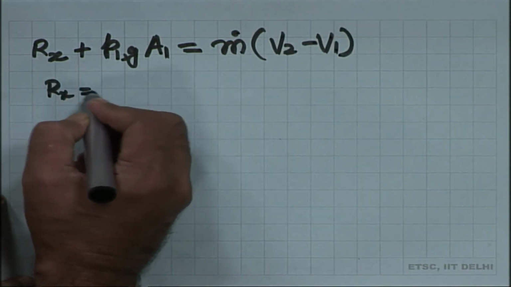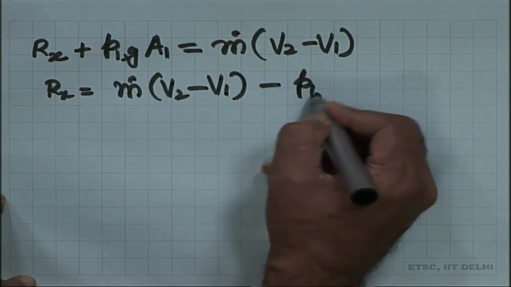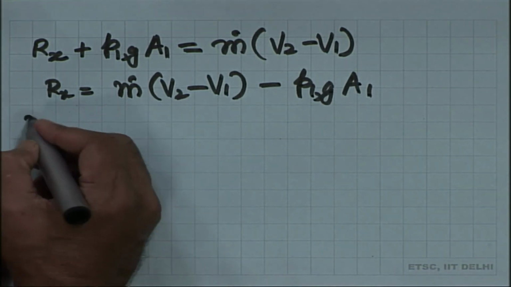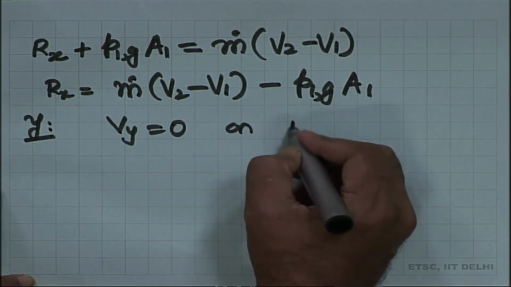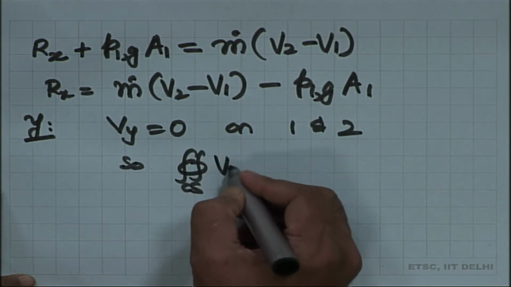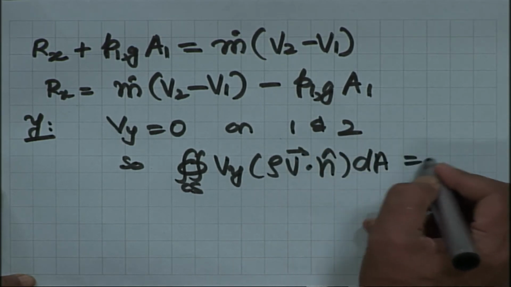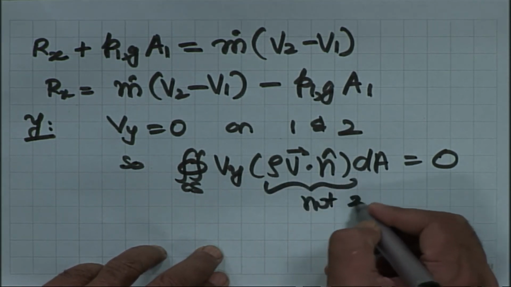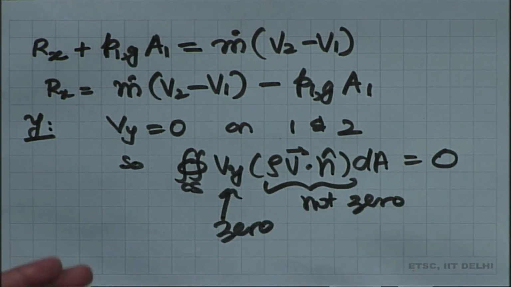So, Rx is equal to m dot times V2 minus V1 minus P1 gauge A1. So, this is Rx, and similarly when I write the y equation, Vy is equal to 0 at 1 and 2. So, the integral over the control surface of Vy rho V dot n dA is equal to 0. Note, V dot n dA is not 0, but Vy is 0. So, therefore, we get this.